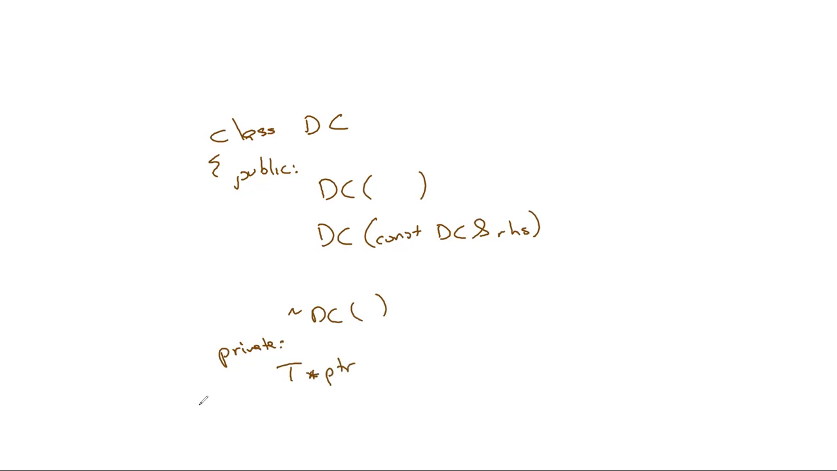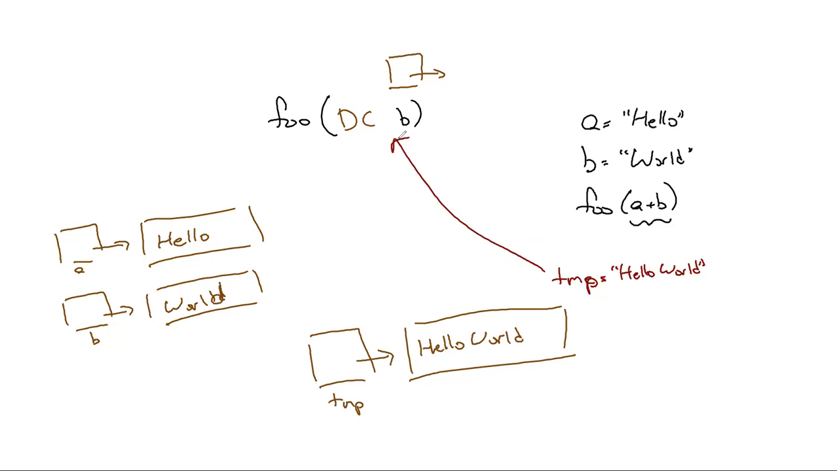And again, I'm ignoring templates for a second. Now, this is just a basic outline of a class. If we go back here and ask ourselves, how would the copy constructor be implemented? Think about it for a second. This is a call to the copy constructor, right? So how would you implement the copy constructor?